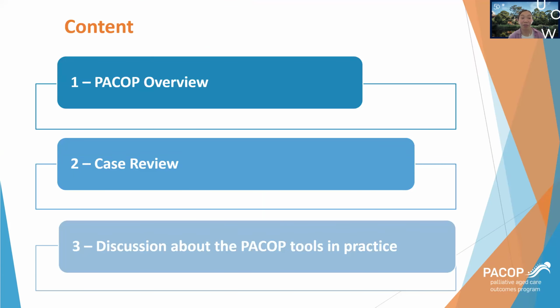So what we're hoping to cover today is a surface level overview of PACOP, and we're going to learn a little bit more about the story of Roy, which is our case review for today. Roy has multiple comorbidities, but we're going to navigate his way through admission in terms of using the PACOP tools and navigating that change and identifying deterioration.